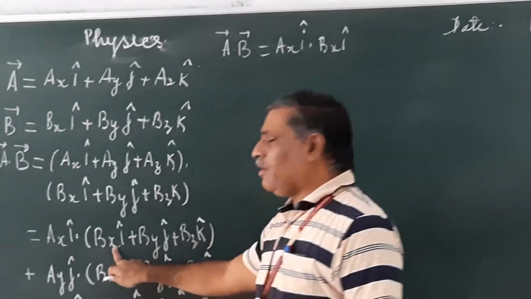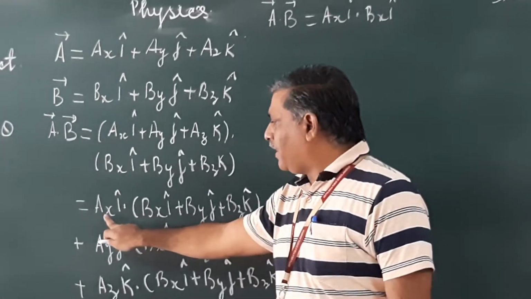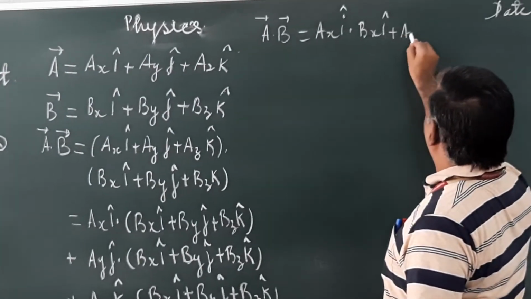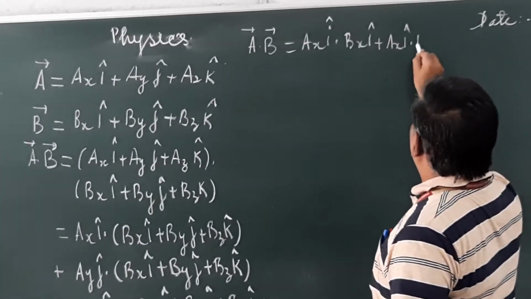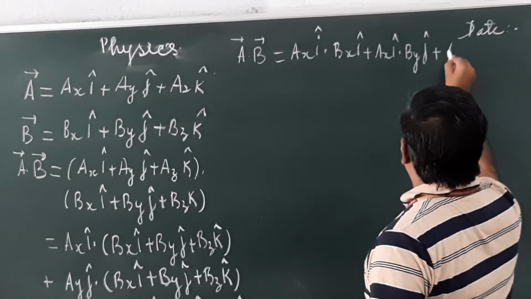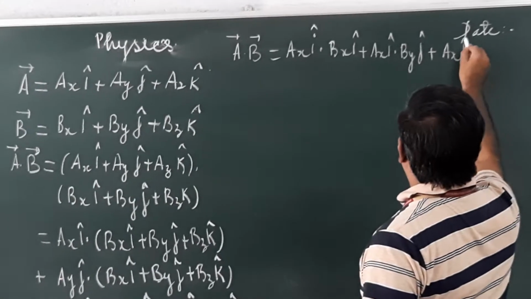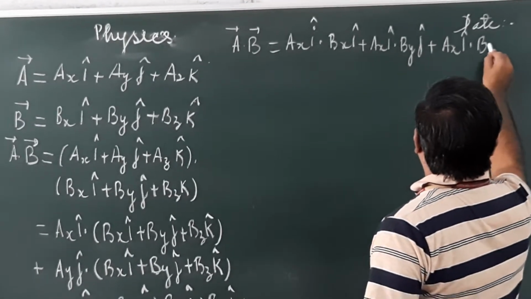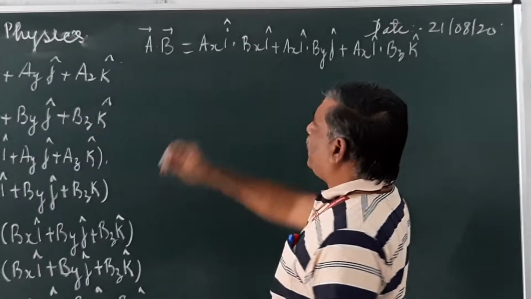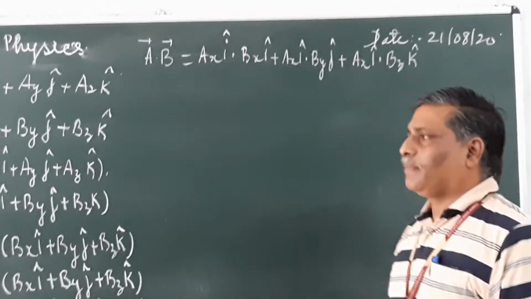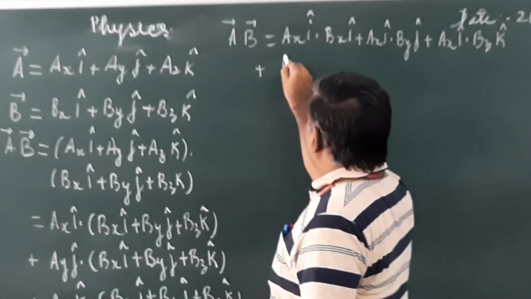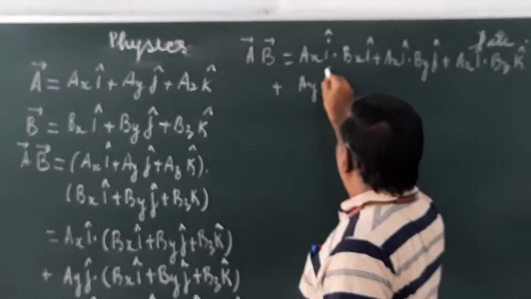This is operated on this. Similarly, this will be operated on this. That becomes AX I dot BY J plus AX I dot BZ K. Third one is operated. 3 terms. In a similar manner, there are 3 terms related to this one.